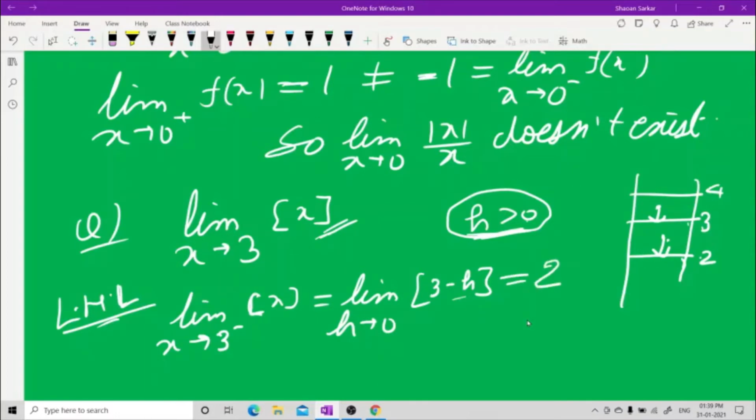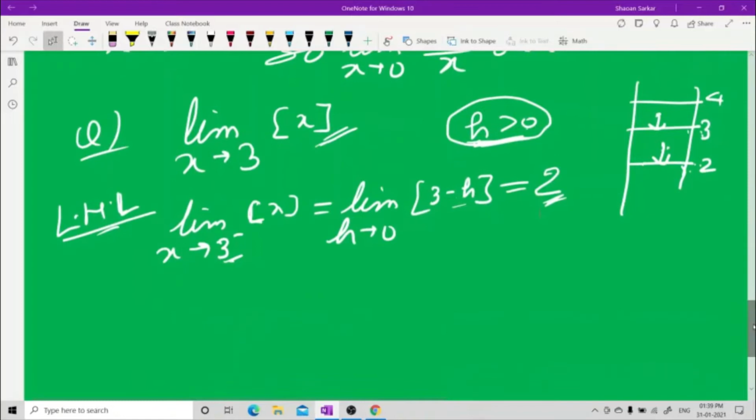Now take RHL. See, I have taken 3 plus, I have written it in the a plus h format, and then this h is always greater than 0, however small it is, and 3 minus h will come to the floor. It is between 3 and 2, so being a floor function, it will come to 2, so the answer is 2 here.